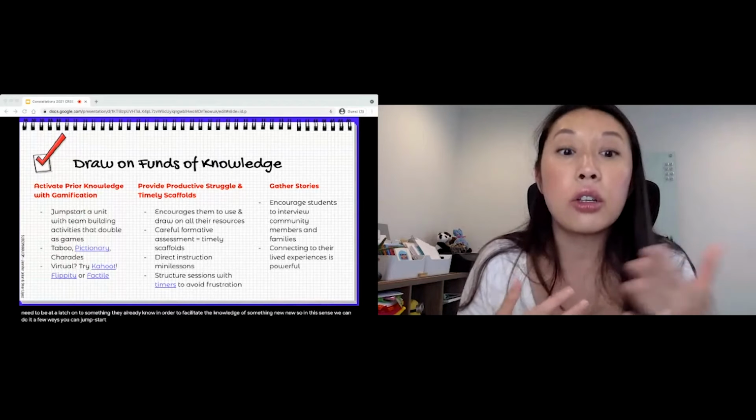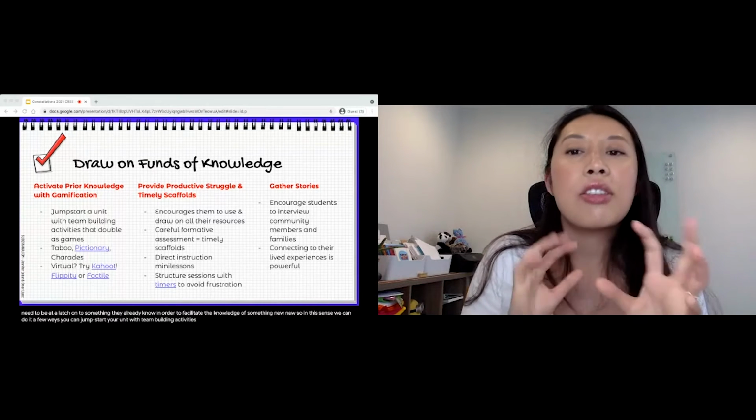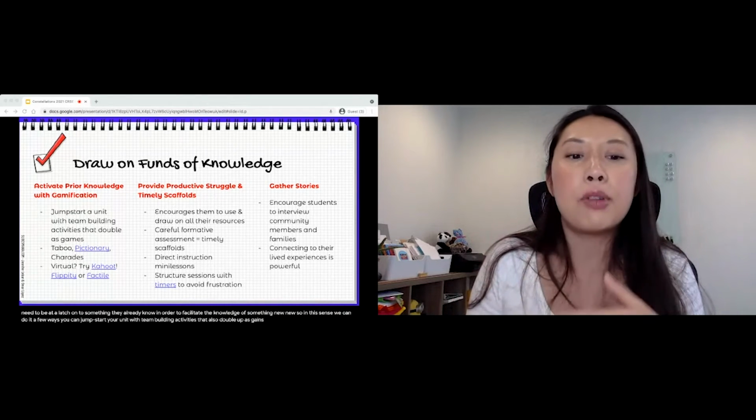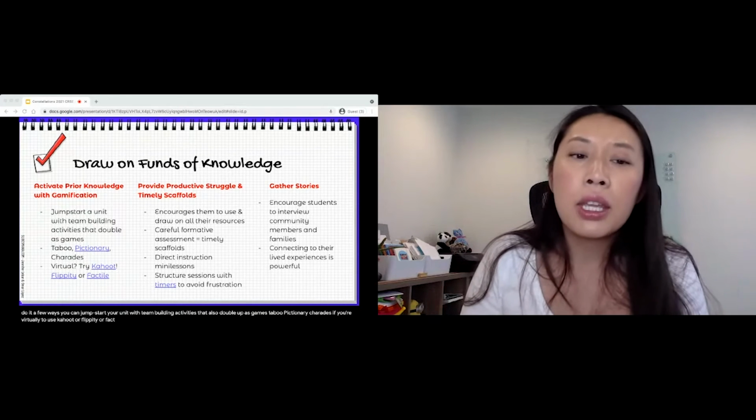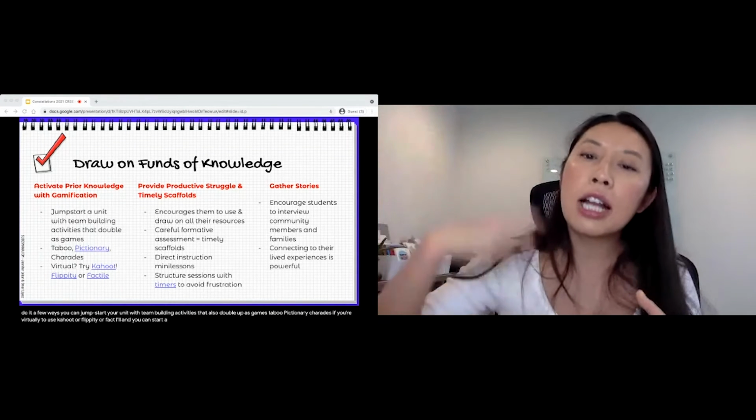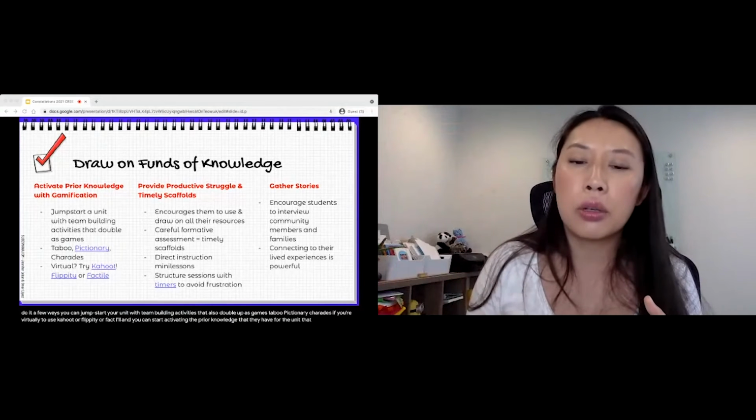You can jumpstart your unit with team building activities that also double up as games: Taboo, Pictionary, Charades. If you're virtual, you can use Kahoot or Flipgrid or Factile. And you can start activating the prior knowledge that they have for the unit that they're doing.